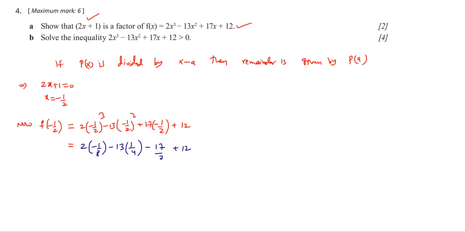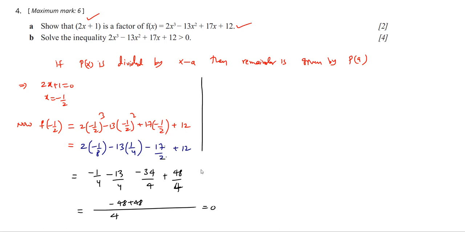So let's see further calculation. 2 times negative 1 by 8 is negative 1/4, then negative 13 by 4. We can make all the denominators equal so that it's easy to calculate. I multiply this with 2 and 2, it will become 17 times 2, 34 by 4. And here I multiply by 4, 4 times 12, 48 by 4. Now we have a common denominator, it's easy to handle. So 4 is common, numerators are added together: negative 1, negative 13, negative 34, plus 48. I'm getting 0. So by substituting that, it is becoming 0, which means it's a factor for it.